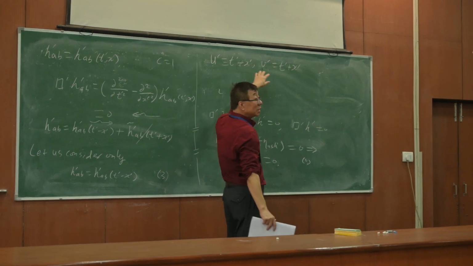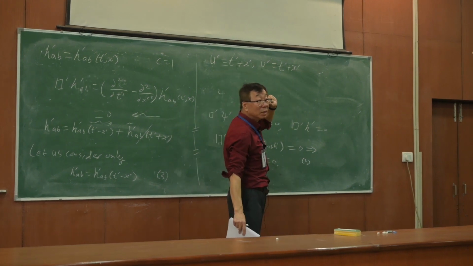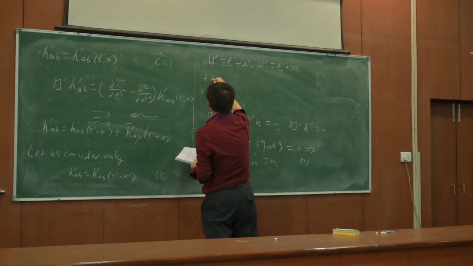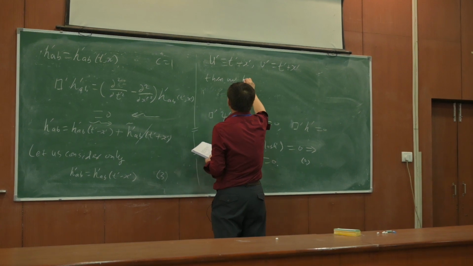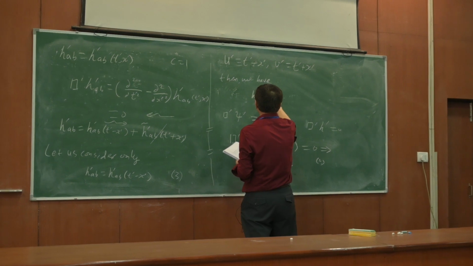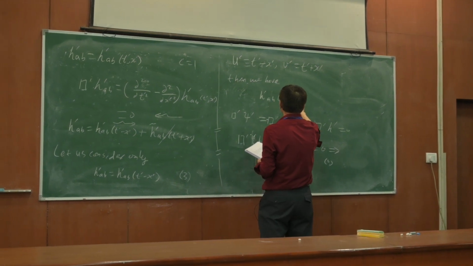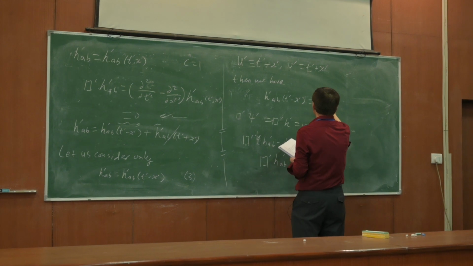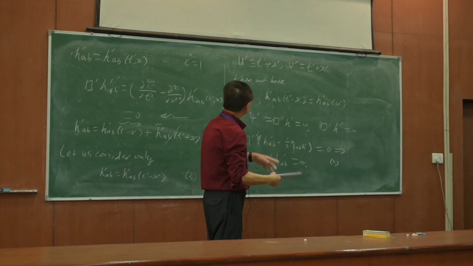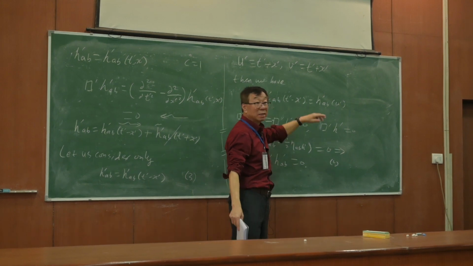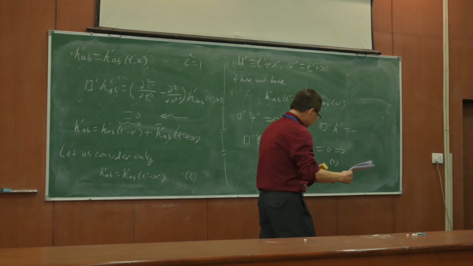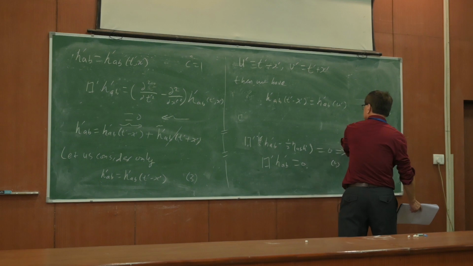u prime and v prime are two independent coordinates too, right? Why do I use this one? Because in this case we have h prime a b of t prime minus x prime, which is actually u prime, right? So instead of partial derivatives, I'm going to consider only one argument.